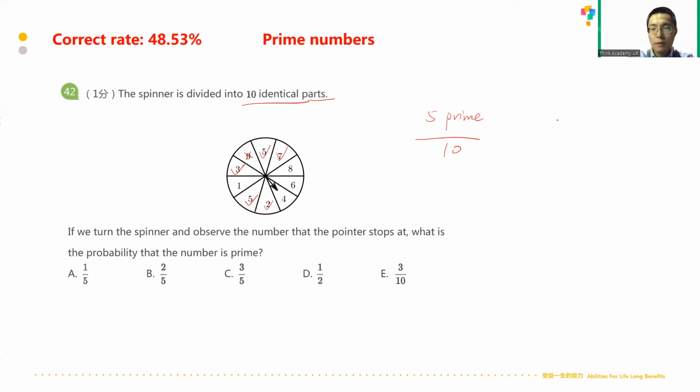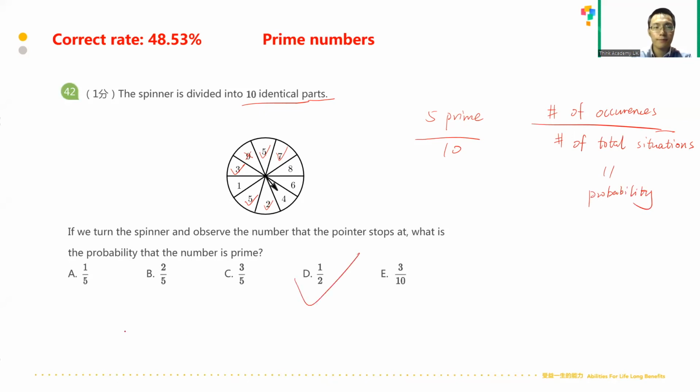So the probability, remember your equation: the hashtag means number. So number of occurrences divided by number of total conditions, total situations, or total possibilities. And that will give us the probability. And in this question, we have 5 over 10, which is 1 over 2. So D is the correct answer.